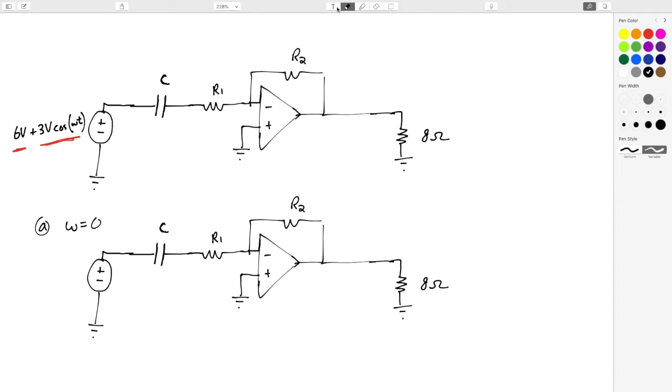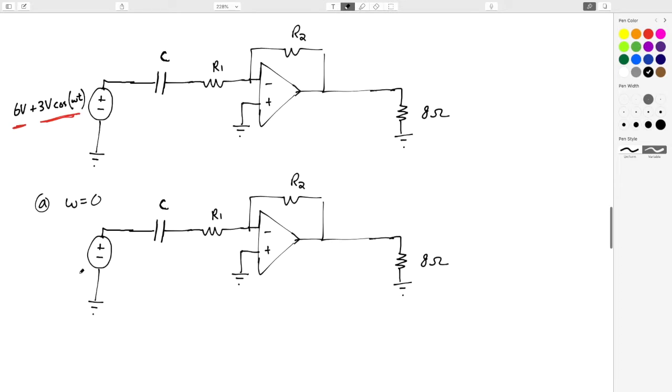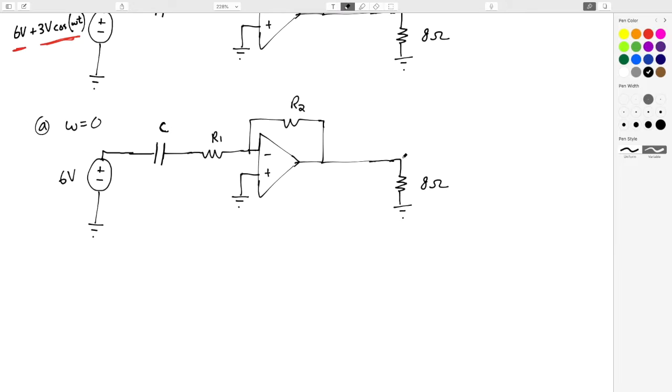Okay, good. So when omega is 0, we're going to analyze the circuit at that point. The voltage is only 6 volts. This is a classic inverting amplifier topology, and we can do it exactly the same as we've always done it. We have one impedance and another impedance, and then the output is just an 8 ohm resistor.